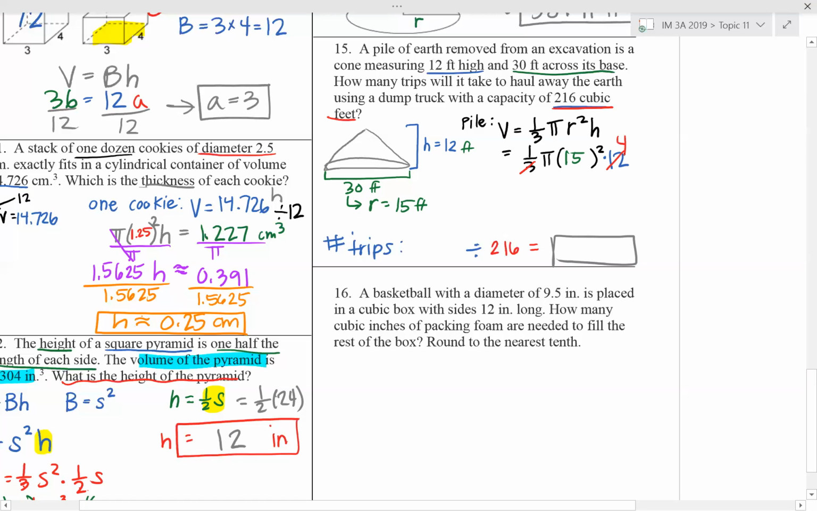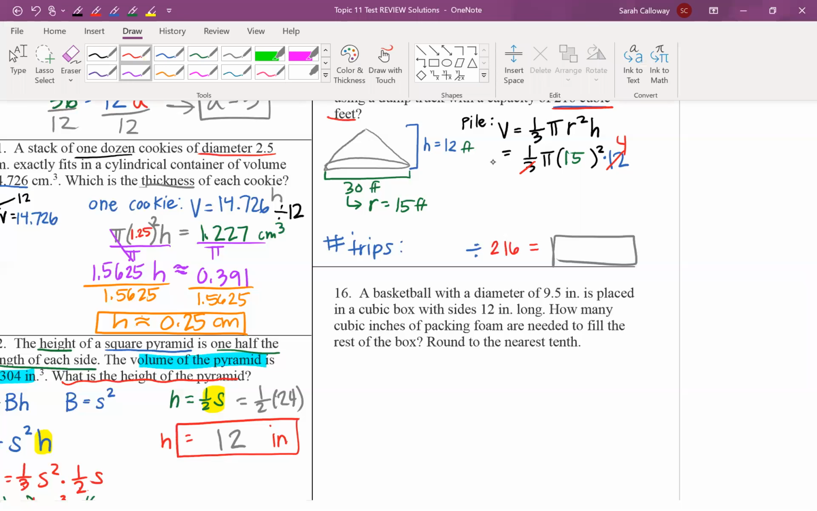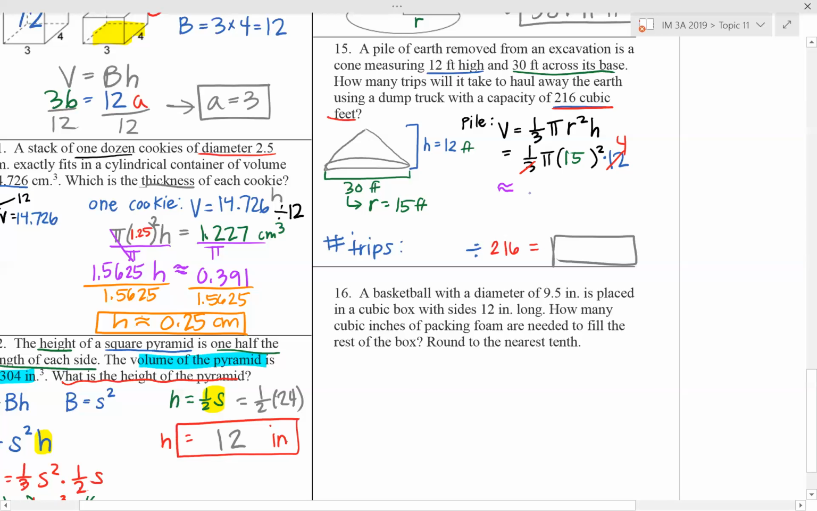You can either reduce the 12 with the 3 or not, because then you're just doing pi times 15 squared times 4. So with that, your calculation for the volume should be 2,827.4. So I'm going to take that number and divide it by 216. And so that gives me a value of 13.1.